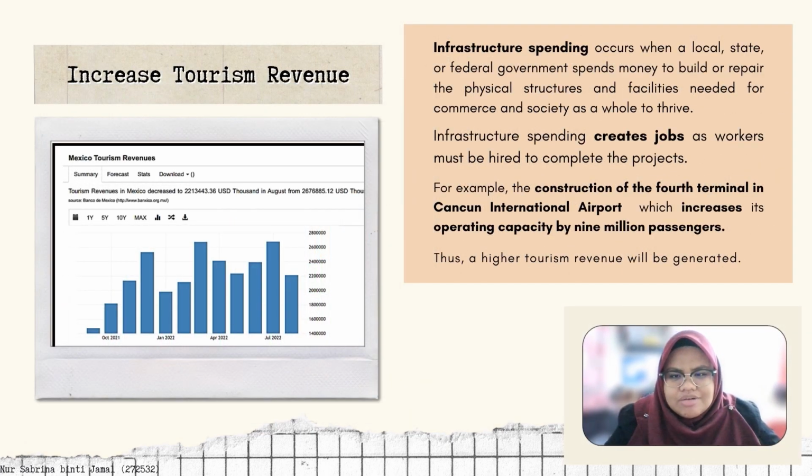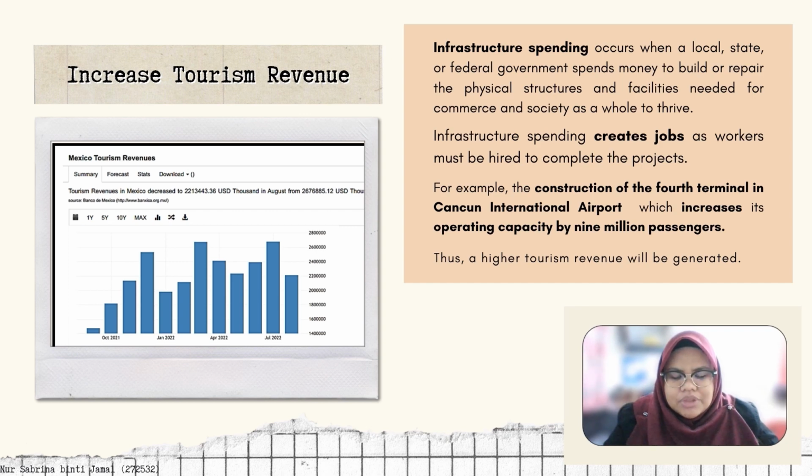Infrastructure spending occurs when a local, state, or federal government spends money to build or repair the physical structures and facilities needed for commerce and society as a whole to thrive. Additionally, infrastructure spending creates jobs, as workers must be hired to complete the green-lit projects. It is also capable of spawning new economic growth.